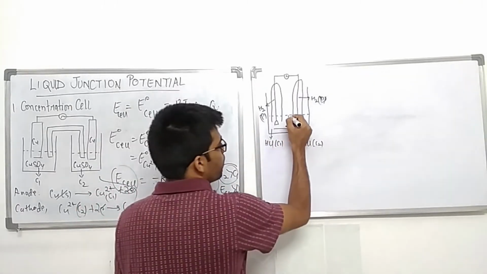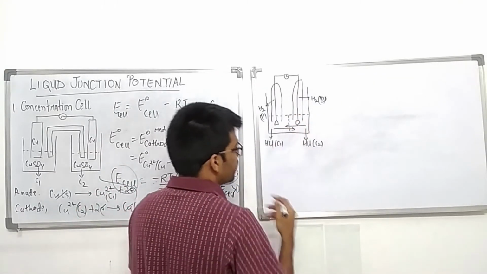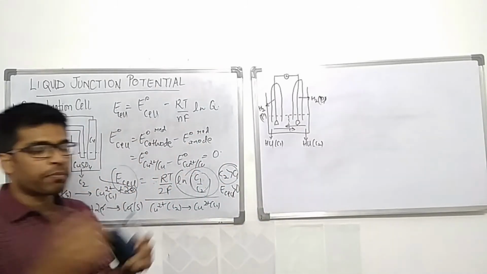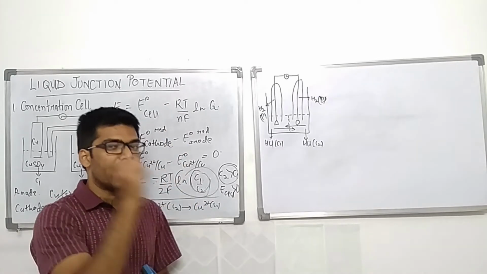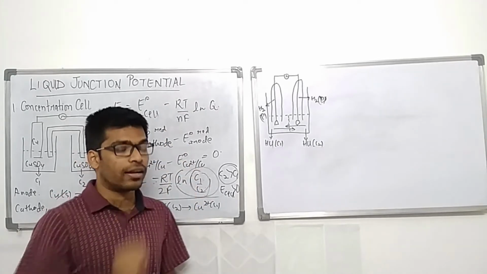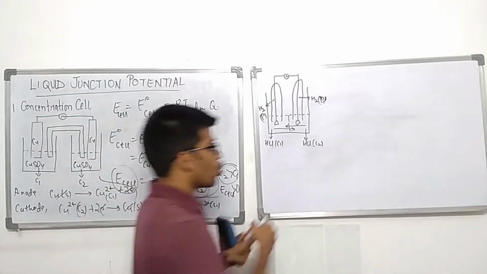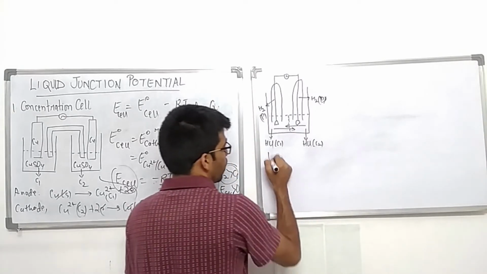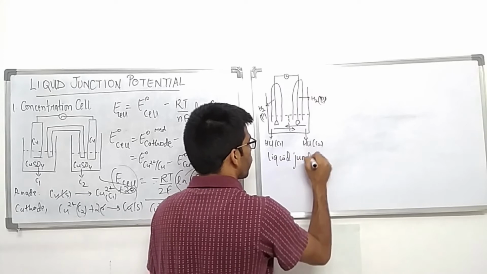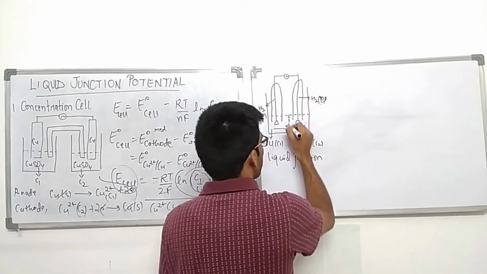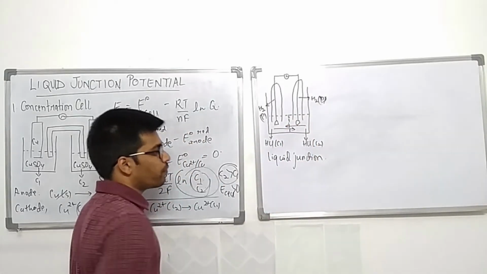As a result, in between the two solutions, there will be some kind of conflict between the charges trying to go to the other side, and as a result there will be a layer of charge which will be created at this point. Now that is known as the liquid junction that is created in between two solutions due to the movement of charges.